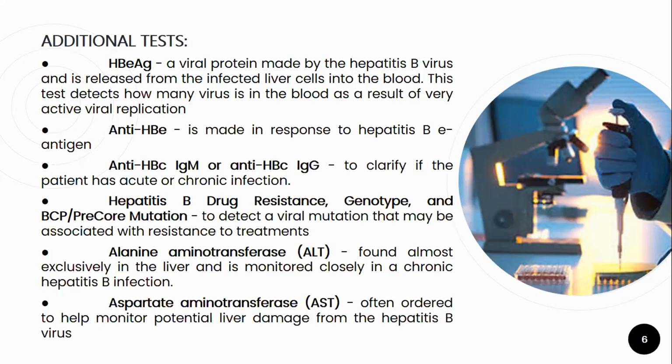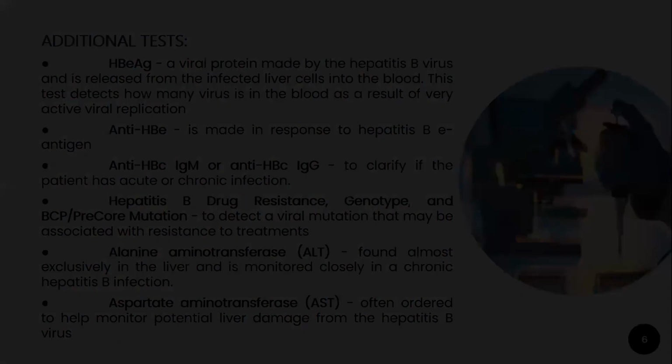Hepatitis B drug resistance genotype and BCP pre-core mutation is used to detect a viral mutation that may be associated with resistance to treatments. Aside from these markers, there are also lab tests ordered to further evaluate liver function, such as alanine aminotransferase or ALT, which is found almost exclusively in the liver and is monitored closely in a chronic hepatitis B infection. Aspartate aminotransferase or AST is often ordered to help monitor potential liver damage from the hepatitis B virus.